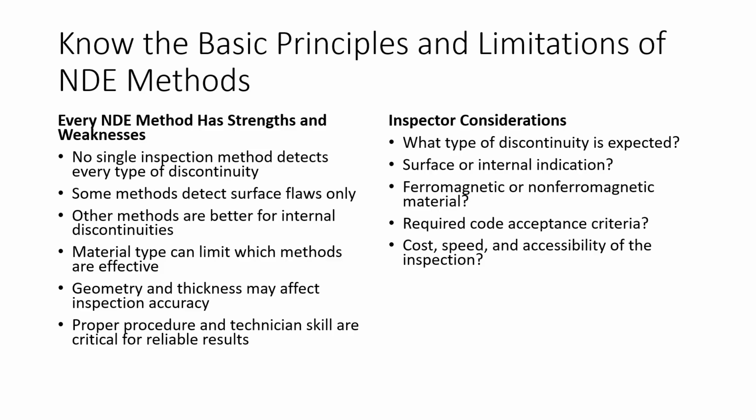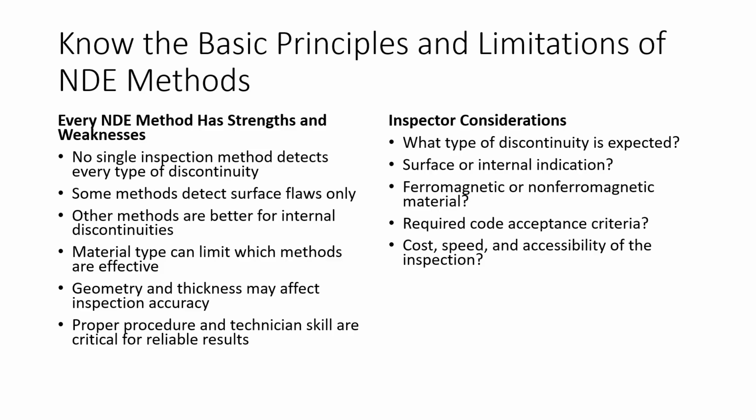We can only use mag particle on ferromagnetic materials, iron-based or nickel, or whatever our three material types are that can do magnetic testing. Geometry and thickness also matter. Certain things you can't use X-ray on if you can't get a piece of film behind it. It's not going to work. And do we have the right technician skill? This is going to be critical for our results.